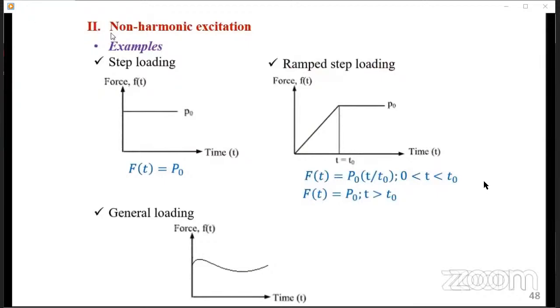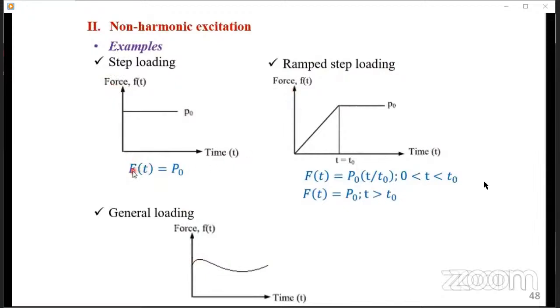For example, we are looking at different cases here: step loading. You see, in the first case the load P naught does not vary with time, but it's applied up to a certain time, right? Now, the ramp step loading is where the load first increases, then remains constant. The general loading case is where we just assume the function is not a sinusoidal function, but the curve is just random, okay? So what we are saying is that these cases can be expressed as a function of time.